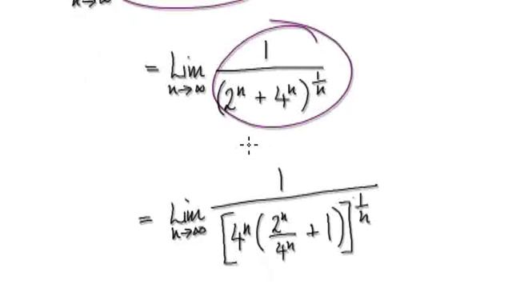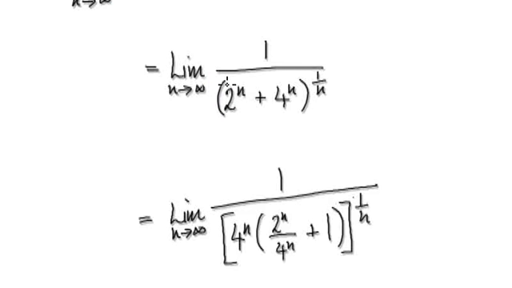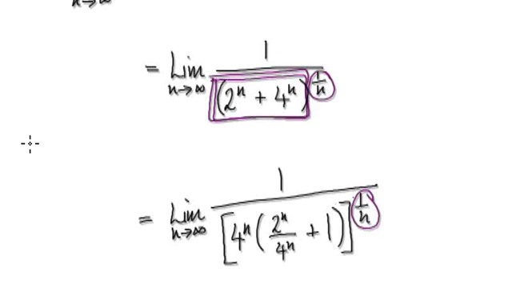So now looking at this, the trick is to factorize this. If you factorize this, well, take the 4 to the power of n. So let's just look at this bit. So this bit is this bit here. But let's just concentrate on this bit here.